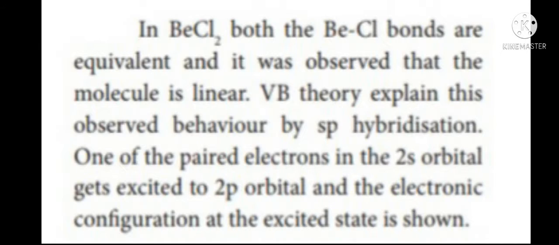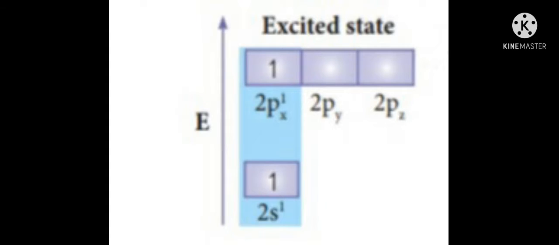In beryllium chloride, we have 2 beryllium-chlorine bonds. It is observed that beryllium chloride is linear. Valence bond theory explains this observed behavior by sp hybridization. In the ground state of beryllium, one of the paired electrons in the 2s orbital gets excited to the 2p orbital, that is, the 2px orbital. Now the 2s orbital contains one electron and the 2px orbital contains one electron.